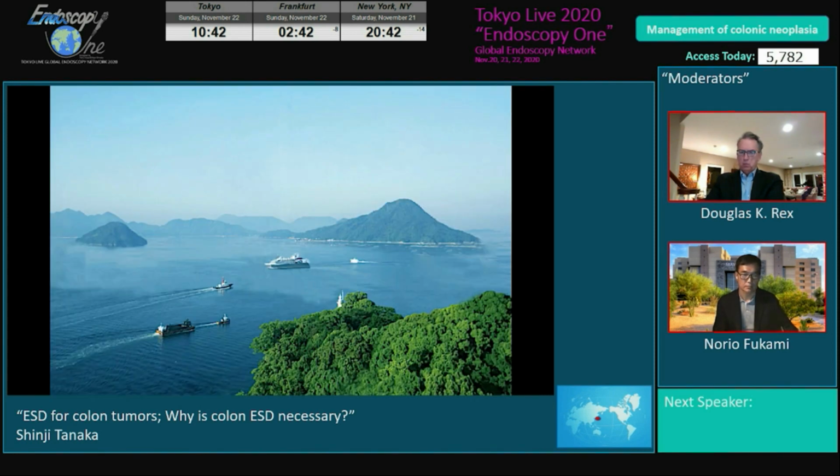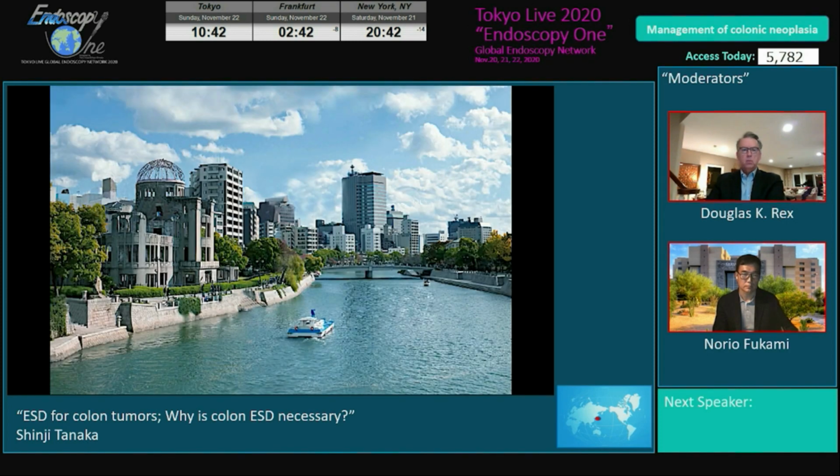This is Seto Inland Sea in Hiroshima. This is the atomic bomb dome in Hiroshima Peace Memorial Park.